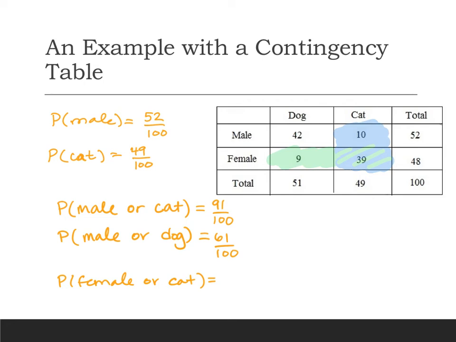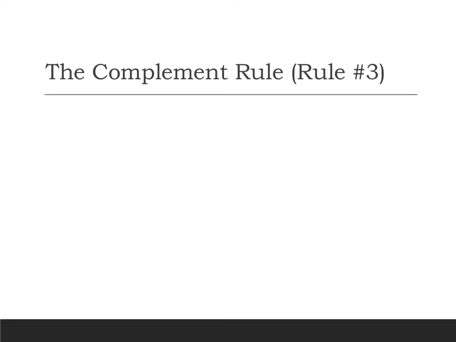But my first one that I did was female. So if I go along and I say, well, all my females, which is 48, plus I had 10 more cat owners who are male, so that's going to be 58 out of 100. So hopefully that helps with how we use a contingency table to find OR probability.